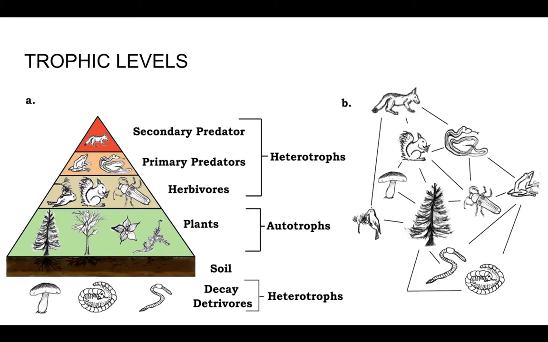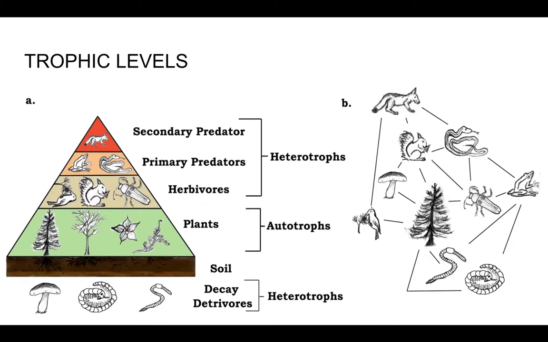Above that, you've got primary predators, snakes and frogs. And snakes are wonderful predators. They're carnivores. And they're the favorite food of a lot of animals. So above them at the very top are these secondary predators. And the ones at the top, the ones that are not hunted by other organisms, are called apex predators. Apex means the peak or the top, at the very top.